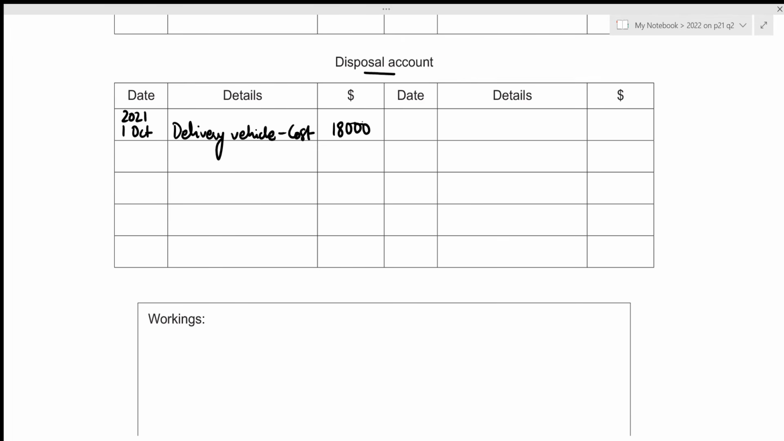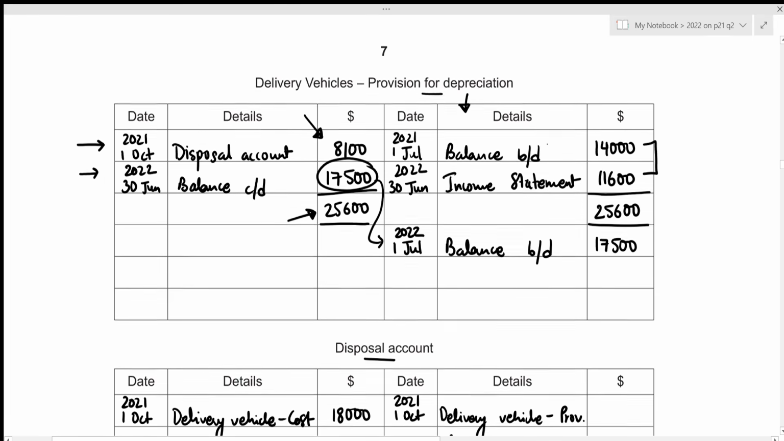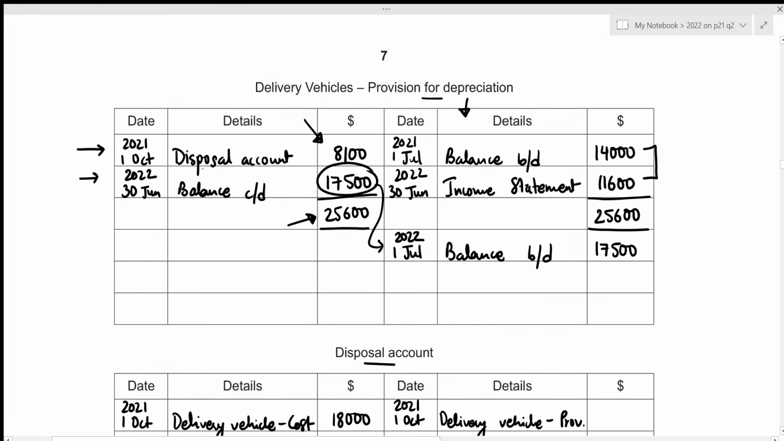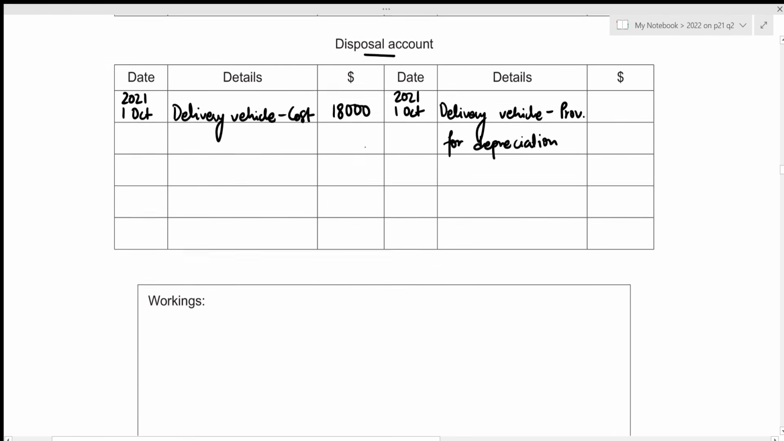Now the next step in the disposal account would be to record its provision for depreciation and sales proceeds on the opposite side, which is the credit side, right? So the date is again going to be that of 2021, 1st October. We're going to record the delivery vehicle provision for depreciation. And we've already recorded it in the provision for depreciation account. So we can just copy that amount. Right here, we can see that for the disposal account, the provision for depreciation was 8,100. So let's copy this amount.